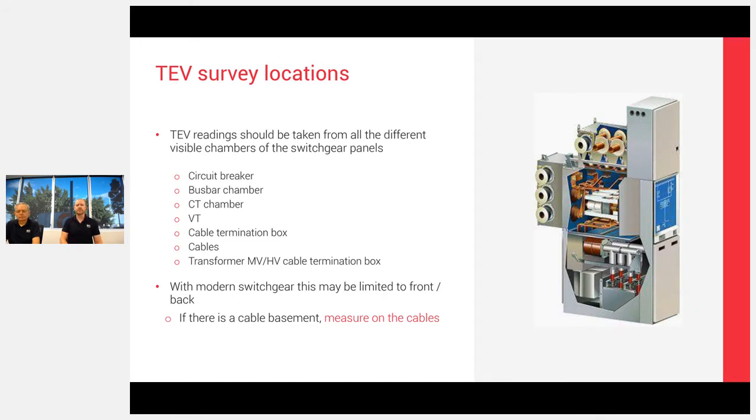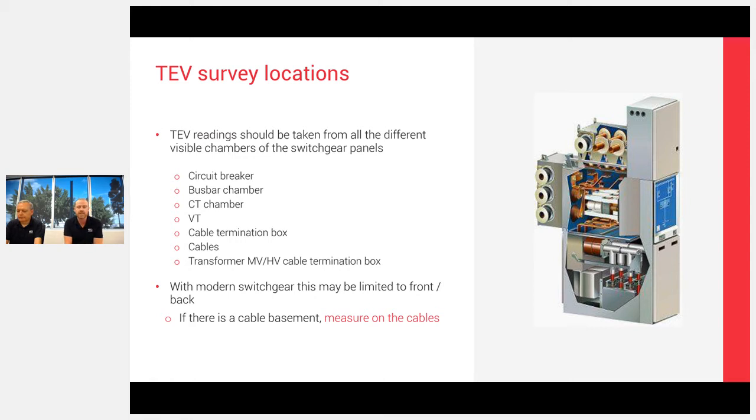Okay, so where to take TEV readings? When you've got a switchboard such as this one in front of me, we would take a TEV reading on the outside of the circuit breaker, the bus bar chambers, the CT chambers, the VT, your cable termination box, and your cables. And when you're out at a transformer, do it at the cables and the termination box of the transformer. Modern switchgear is built like a whole bunch of big rectangular boxes, so you can be quite limited to where you can test, but we tend to test at the front, the back, the top, and one of the best spots, if you take anything from what I'm talking about right now, is to take TEV measurements on the outside of your HV cables.